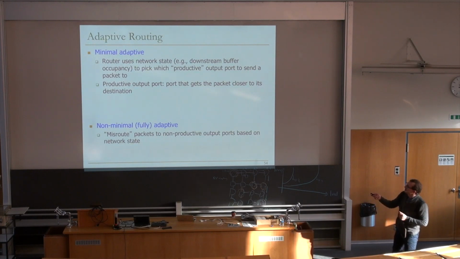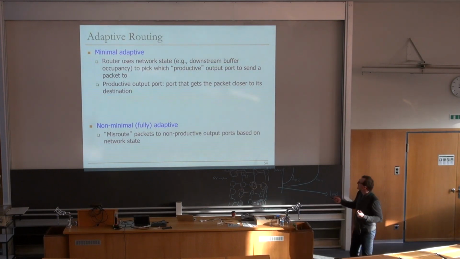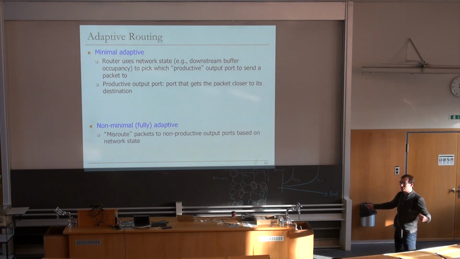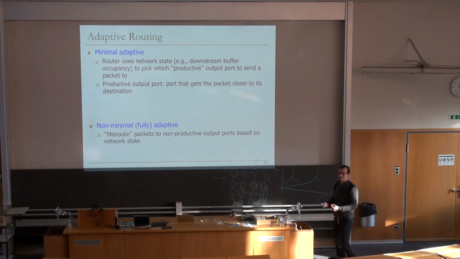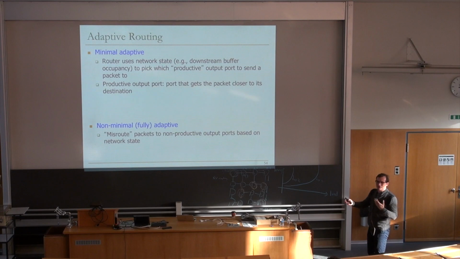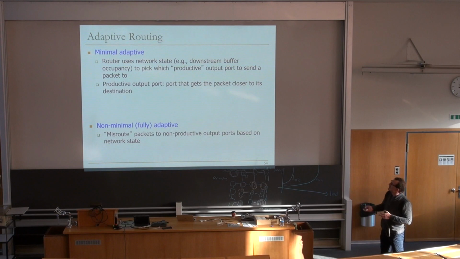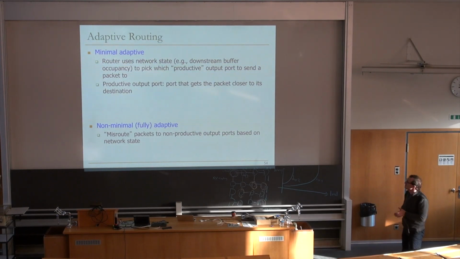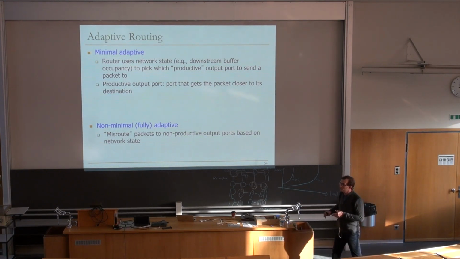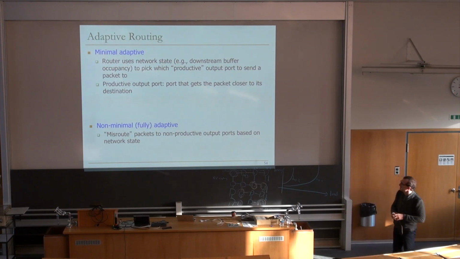Minimal adaptive means you always choose a productive output port. Productive output port is the port that gets the packet closer to its destination. You don't choose a non-productive output port. Non-productive output port is an output port that gets the packet farther away from the destination. Right? And that's the difference between minimal and non-minimal. And in minimal adaptive, you use the network state to pick which productive output port to send the packet to. And network state could be multiple things, as we've discussed. It could be the downstream buffer occupancy. It could be more global knowledge from the network, which I'm not going to get into, but you can think of many examples.